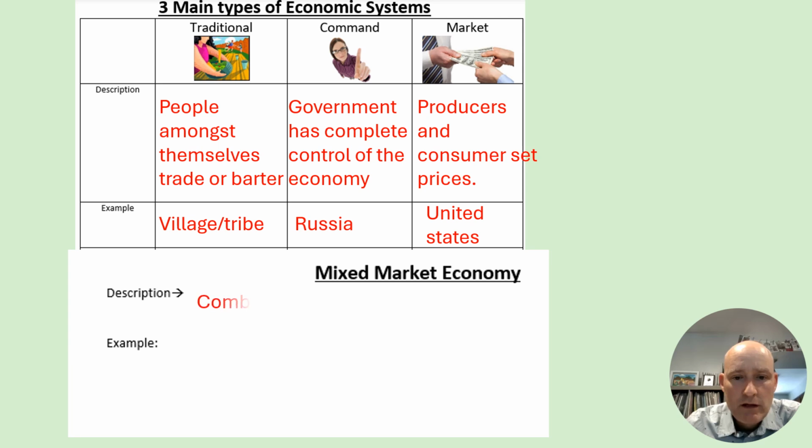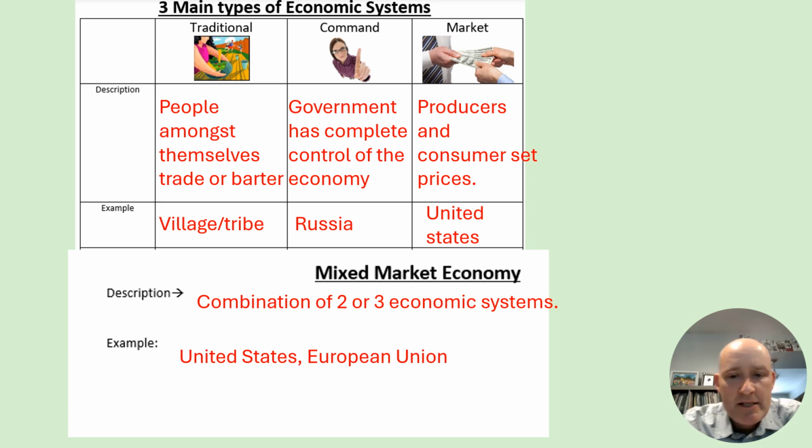But then usually most, if not all countries, do have what's called a mixed economy, where there's a combination of 2 or 3 economic systems. The United States is an example, and the European Union is also another example where there's both of those things underlying. It depends on how much you want to make it a command economy. The European Union has more of a command economy, more government intervention, and the United States has more of a free market.